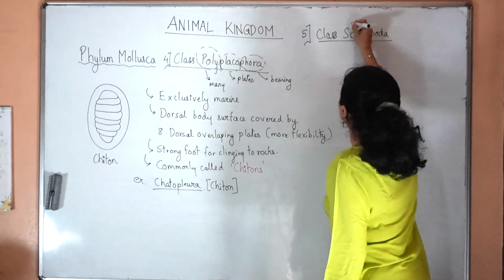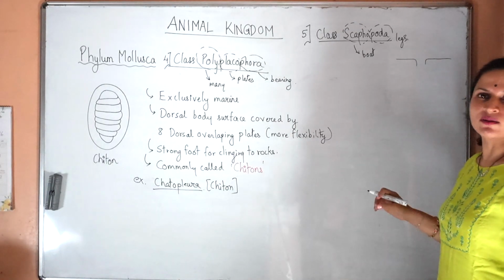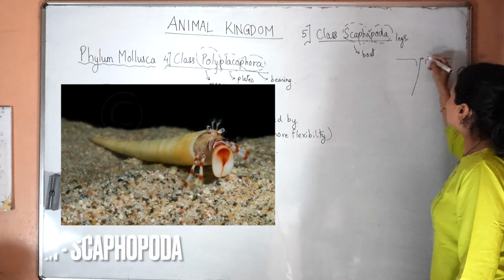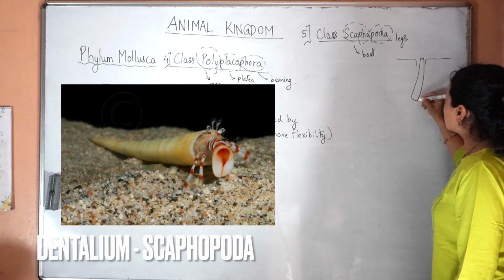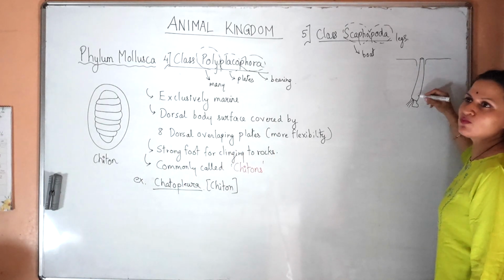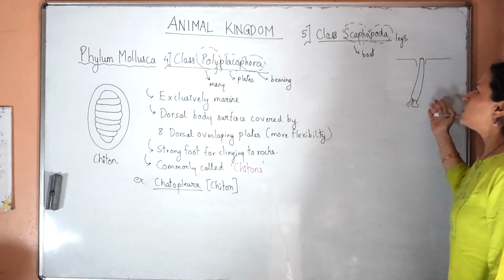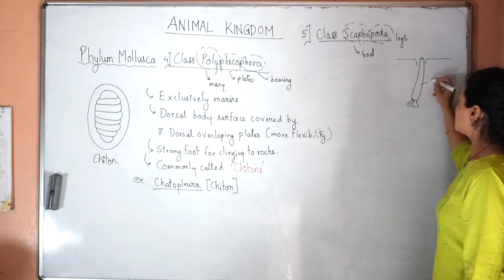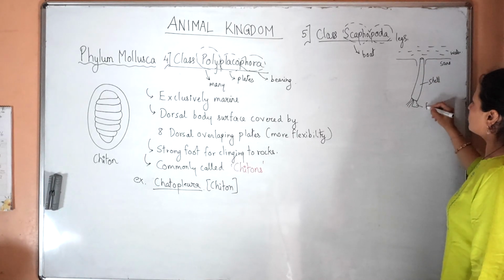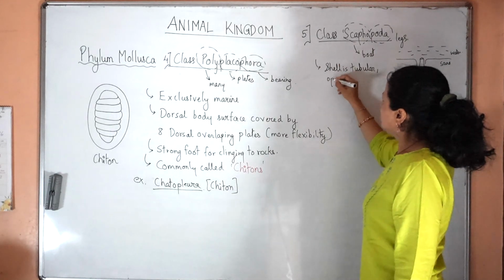Scaphopoda. Scapho means boat, poda means legs. This class comprises of burrowing mollusks. They will have a long tubular kind of a shell, and they will be buried in the sand in this manner. There will just be a foot which will help them in burrowing, and this boat-shaped or tusk-like structure which is their shell, and that's why they are called Scaphopoda. This is their shell, the sand, this is water on top, and this is their foot which will help them in burrowing. Their shell is tubular, open at both ends.